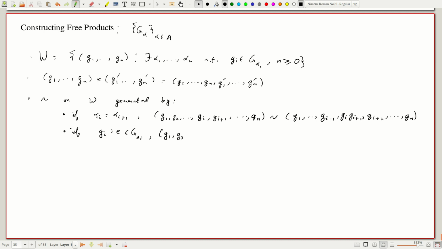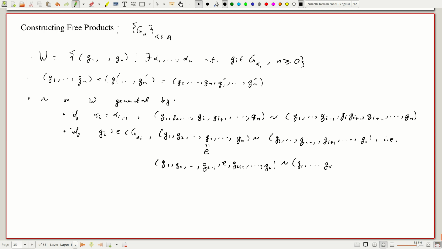So G1, G2, ..., Gi, ..., Gn, where Gi is equal to e, is equivalent to G1 up to Gi minus 1, Gi plus 1, up to Gn. I could simply write it as G1, G2, ..., Gi minus 1, e, Gi plus 1, ..., Gn is going to be equivalent to G1, ..., Gi minus 1, Gi plus 1, ..., Gn. A special case of this is if you have a single letter and that letter is identity, you can just delete it and you get the empty word. No problem here.